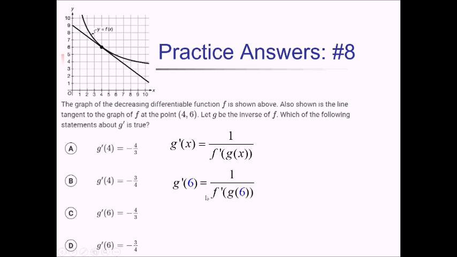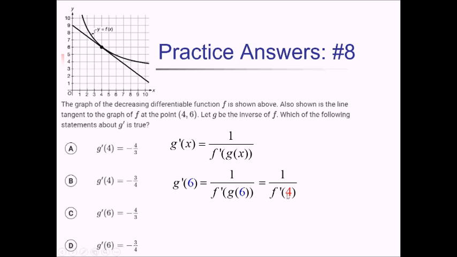And let's keep going here, because this doesn't match anything yet. What is g of 6? Well, that's what I have to plug into the f function to get 6. I have the point (4, 6), so I must have plugged in 4 to get back 6. So we're going to get 4 for g of 6 here. So this is f prime of 4.